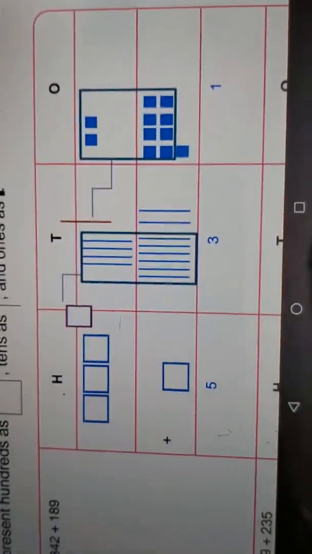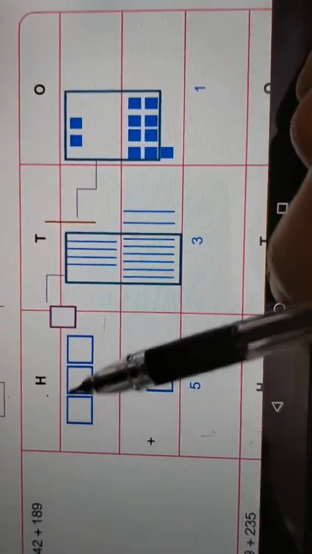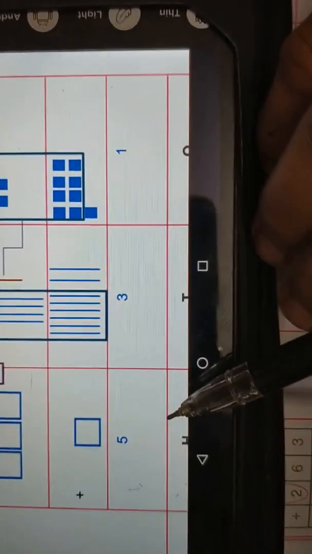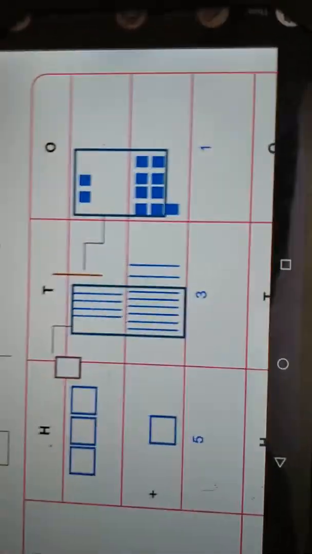4 plus 1, so let's count 1, 2, 3, 4 and 5 is there. So we have to write here 5. So the answer is 531. Now students, I will give you 1 minute. You have to complete your work.